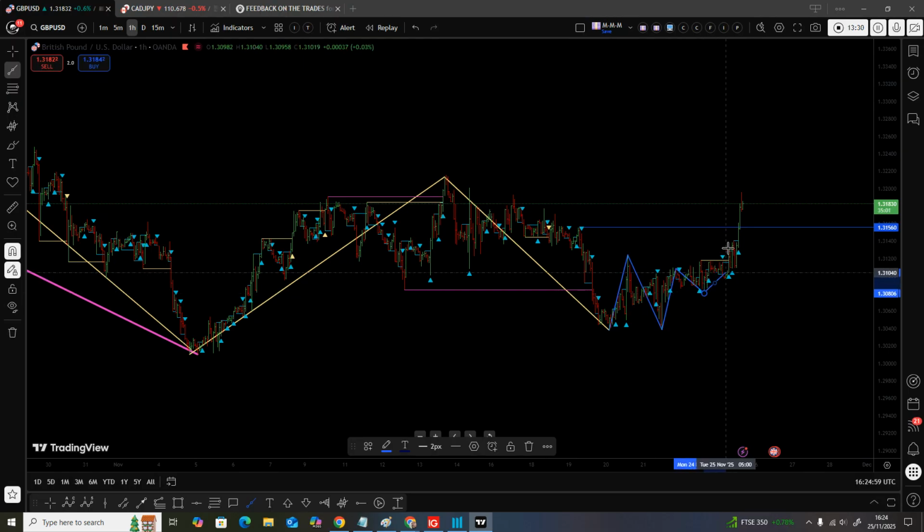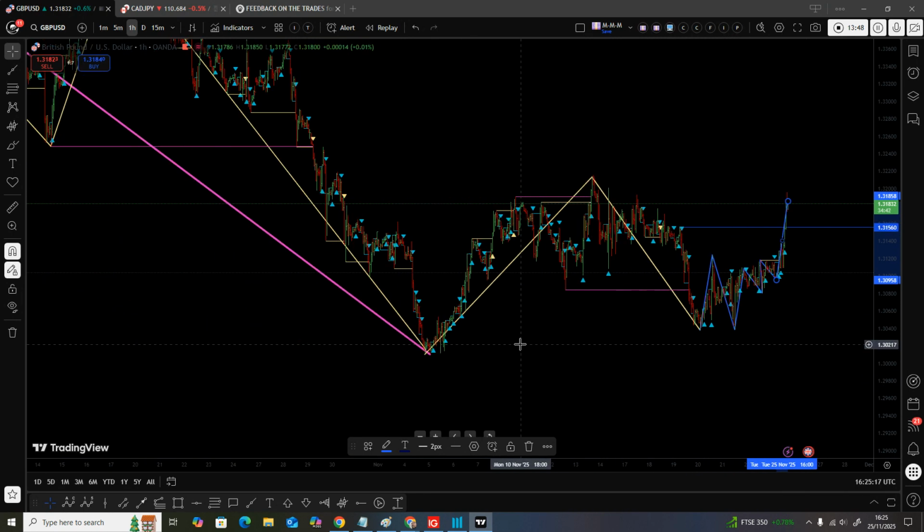That did not make a high. Oops, don't miss it. Perfect. So what do we have here? We have a structure, we have a momentum high. That is the first momentum high, because this one here gave us, that's the first move.